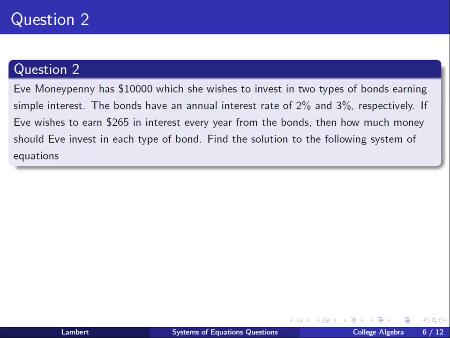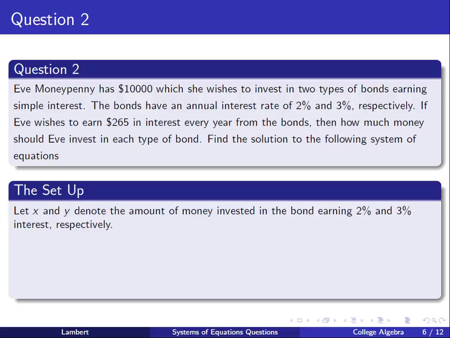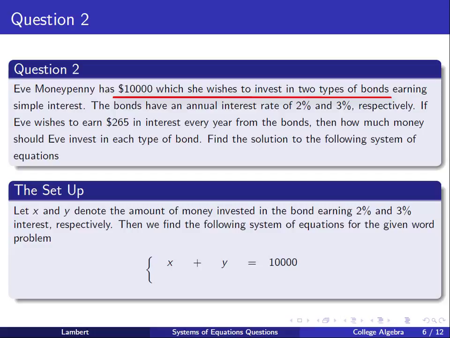Well, the key is finding a good system of equations, and so that's where we begin. We're going to let x and y denote the money invested in the bond earning 2% and 3% interest respectively. So x will be the money invested in the 2% yield bond, and y will be the 3%. So right out the gate, we know that the total invested is 10,000, so we have x plus y equals 10,000.